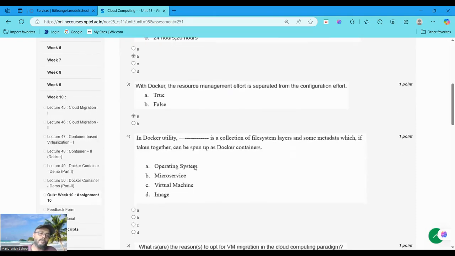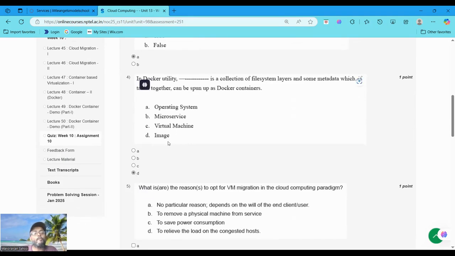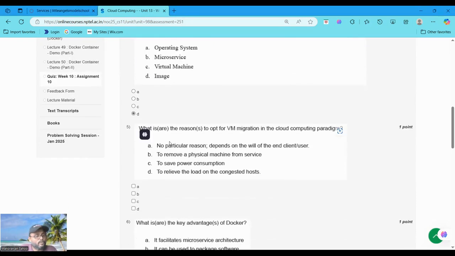Now moving to question number 4. In Docker utility, blank is a collection of file system layers and some metadata which taken together can be spun off as a Docker container. It will be image, option D. A Docker image is a read-only template with the file system layers and metadata, for example Ubuntu, the latest operating system. So containers are runtime instances of an image. That's why we choose option D, that is image. Now moving to question number 5.